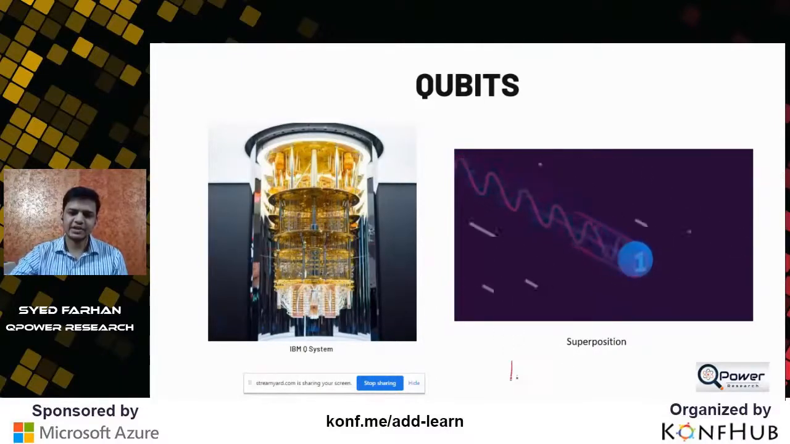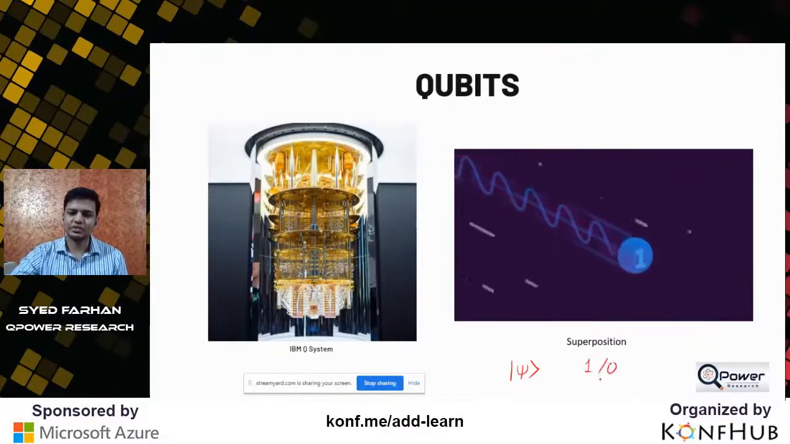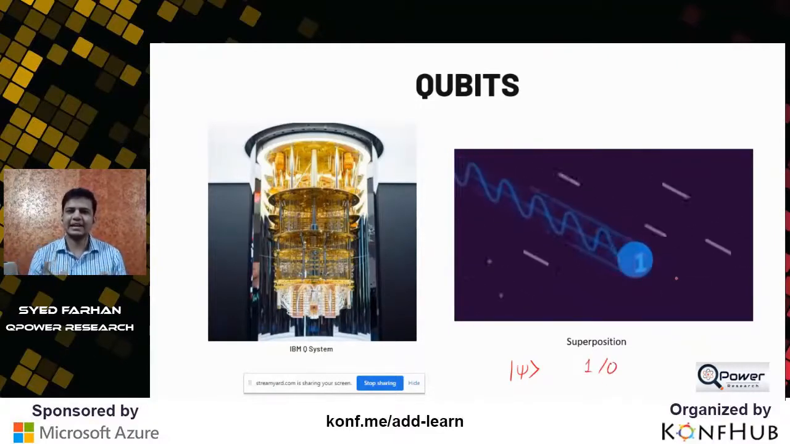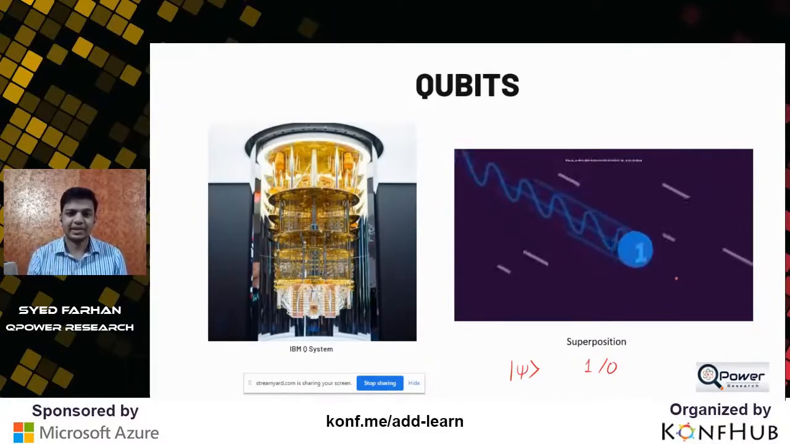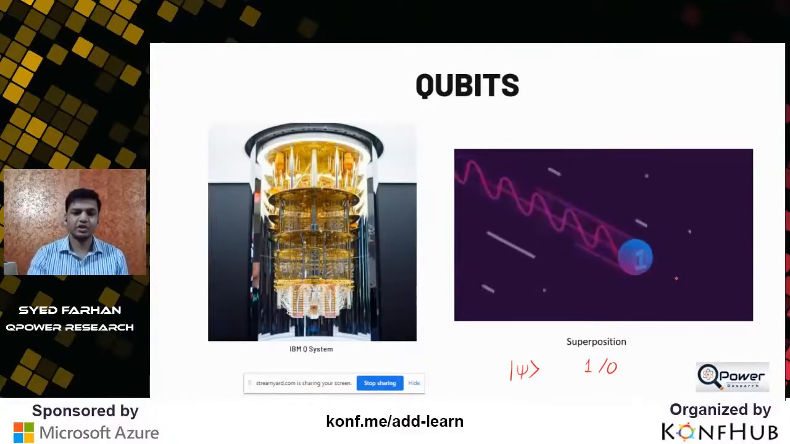So a qubit is represented using this ket notation. Let's assume the qubit is psi. So this qubit can be in a superposition of both 1 and 0 states. So it's like saying that a particular unit can be 1 and 0 at the same time. That's where the exponential speed of quantum computers also comes into picture.